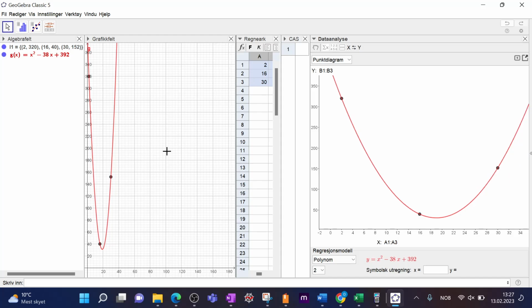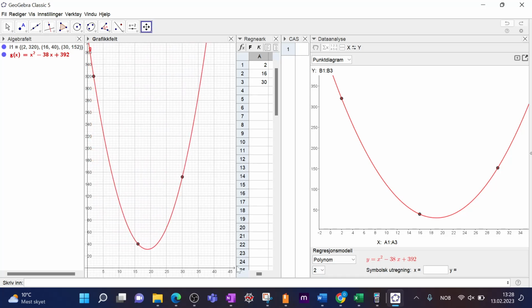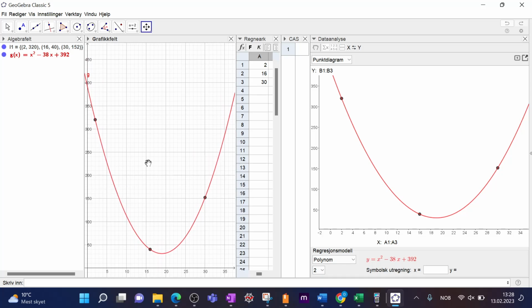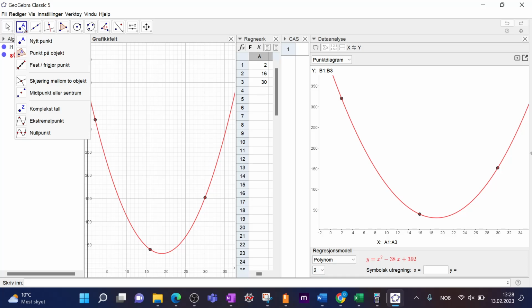So this is the same graph, but now it's turned into a function. We can manipulate the axis to make it look better, right? Like this. We can now use these buttons up here to find, for example, extremalpunkt, extremum. So that would be the maximum point or the minimum point. This curve has a minimum point.